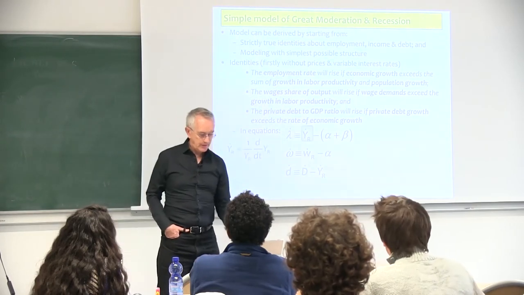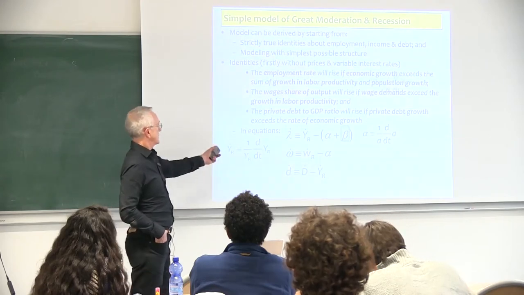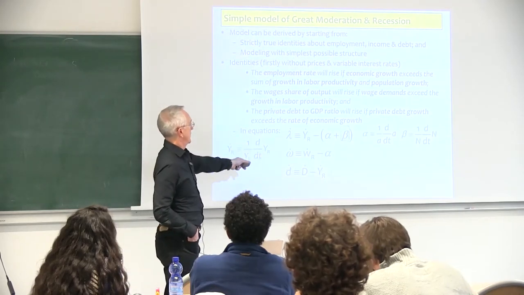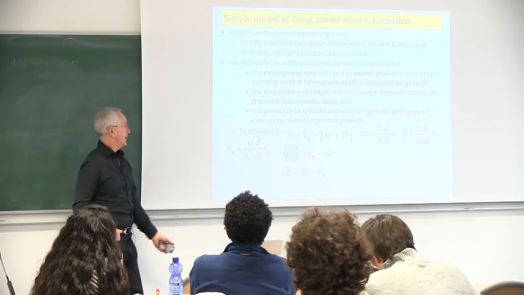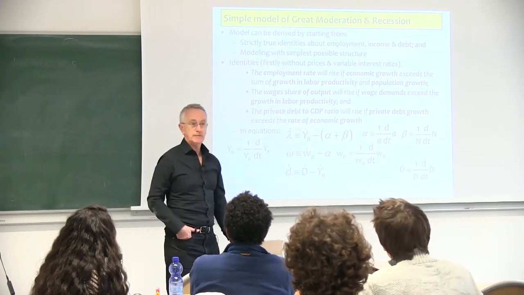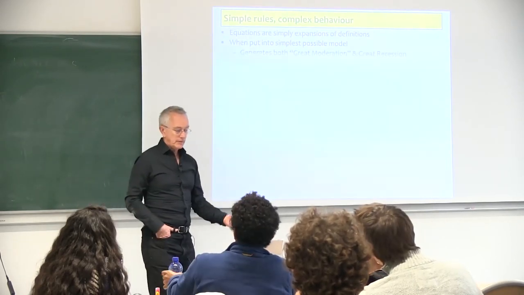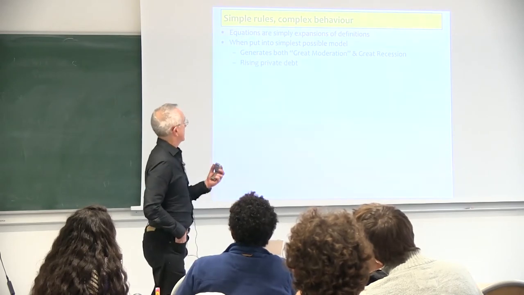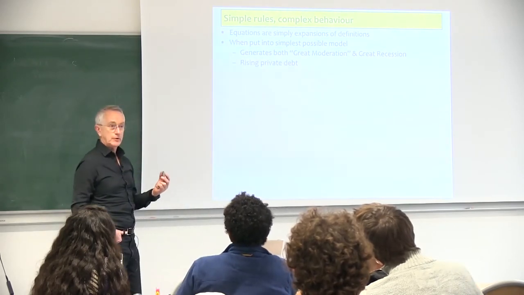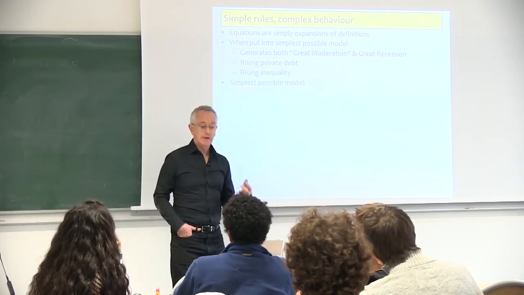And I've got some other stuff. These are just showing that all the identities can be expanded. So if you just take any of these terms and work through the calculus, basically product rule work, you'll end up with exactly those equations. So it's a definitionally true set of statements. Now, putting in the simplest possible model, I get all these phenomena that we saw in the real world turn up: rising private debt, rising inequality, and also finally a breakdown.